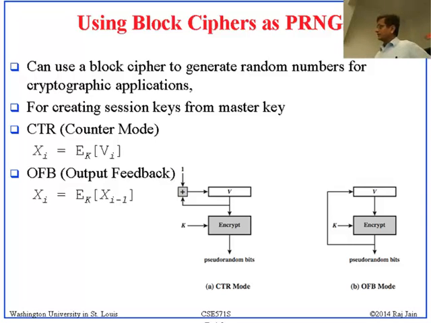The next one is output feedback mode, the same thing. Basically, you start with a value and a key, and whatever comes out, you feed it back. And you can use other modes as well. We talked about 4 or 5 modes in the last lecture. Any of those modes can be used, without any message, to generate a random stream.